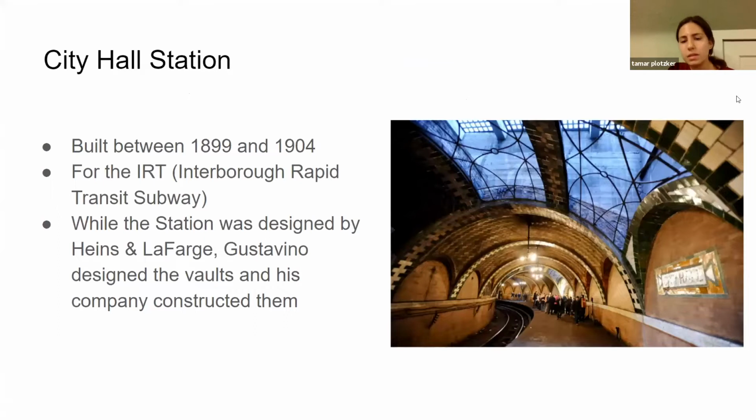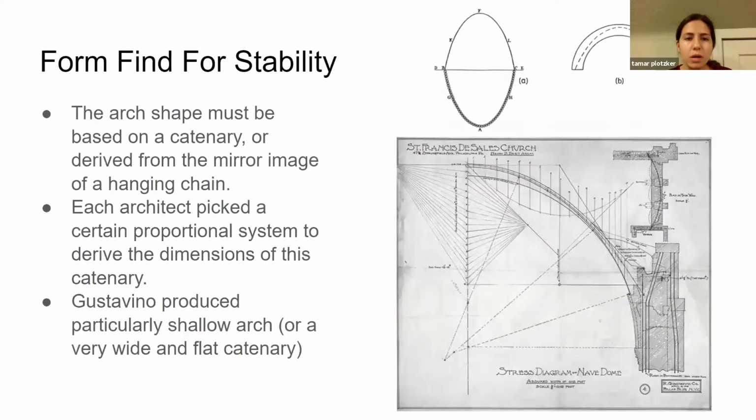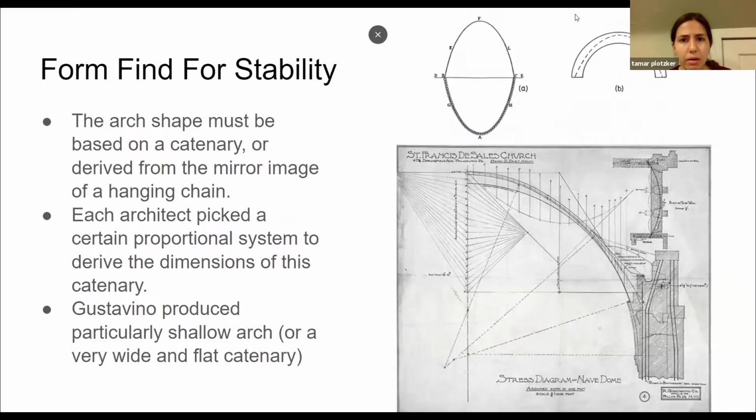So just basics about City Hall, built between 1899 and 1904 for the IRT, which was private, so they still had to abide by the not so strict codes. And while Heins and LaFarge were the architects officially, or the designers, Guastavino and his construction company designed the vaults and built them. So what do we know about vaults and arches and how they work?